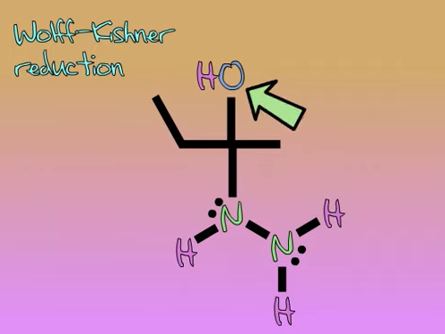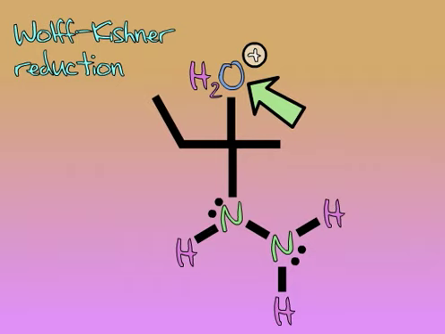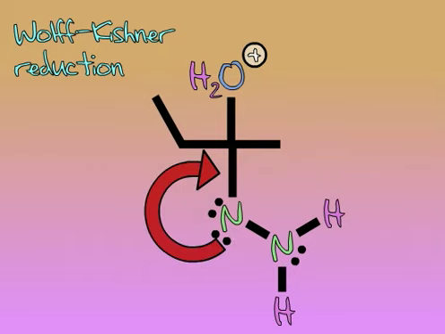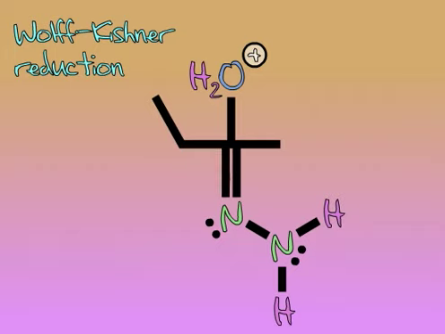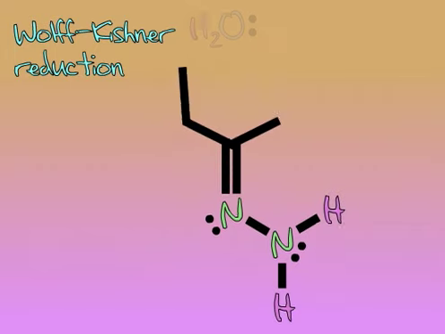The oxygen is protonated again to make it a good leaving group. A hydrogen is abstracted from this nitrogen, allowing its electrons to form a double bond with carbon. This bumps off the water group, leaving us with an imine.